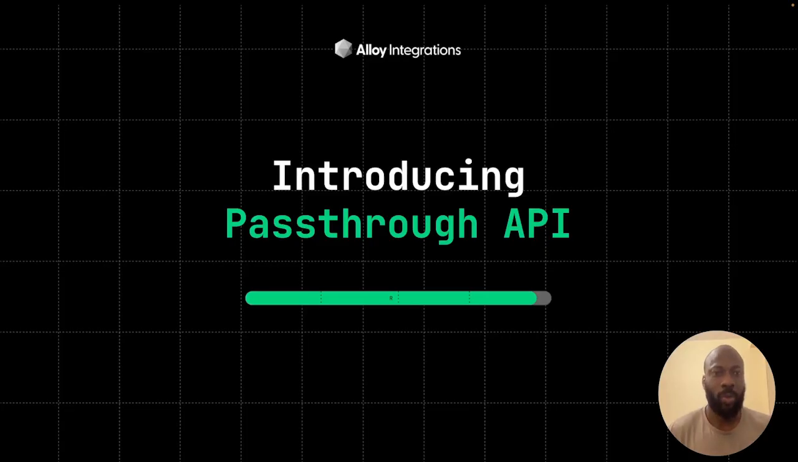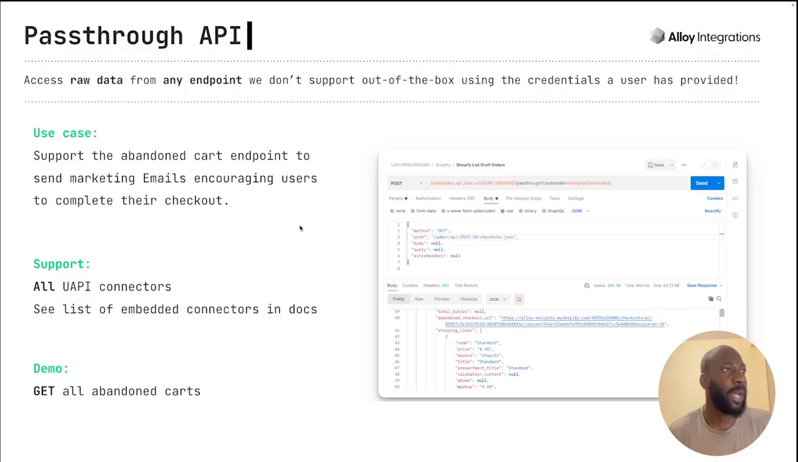In today's tutorial, we'll cover what Passthrough API is, a simple use case for Passthrough, and we'll walk through an example using Postman to access Alloy's Passthrough API.